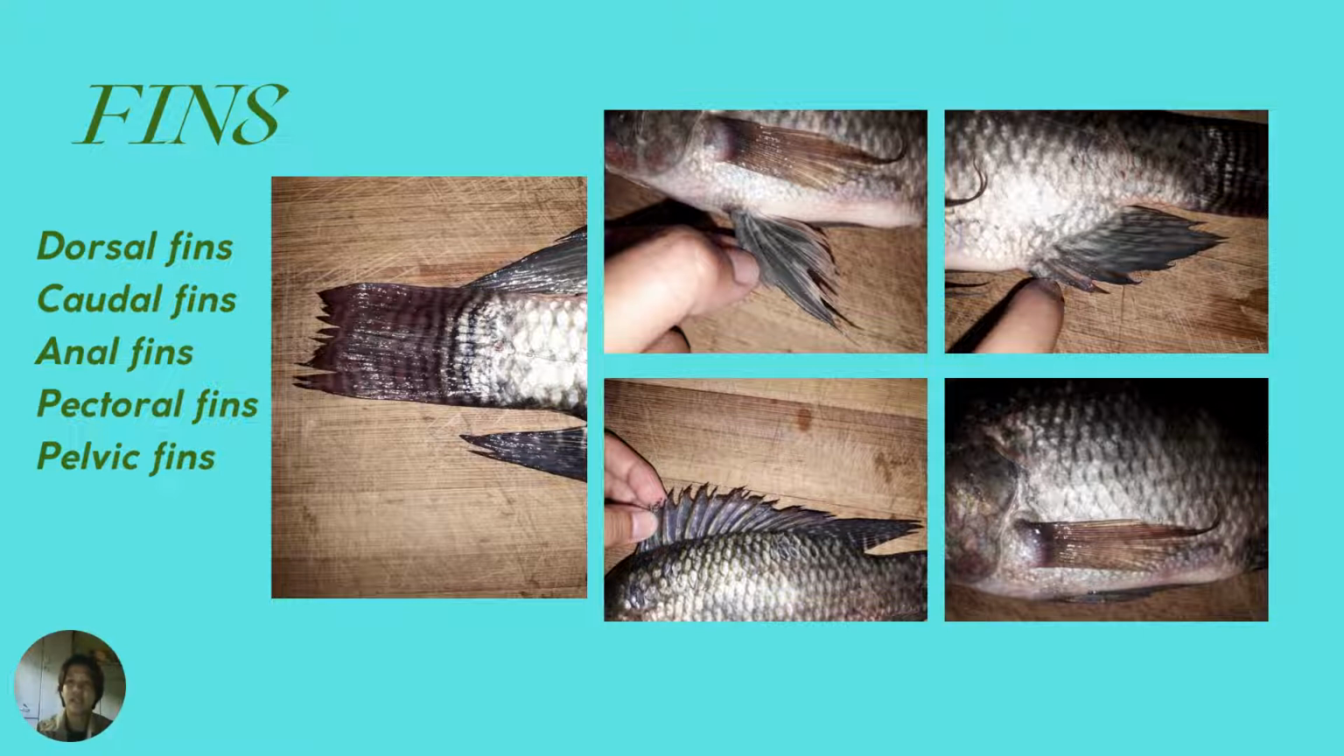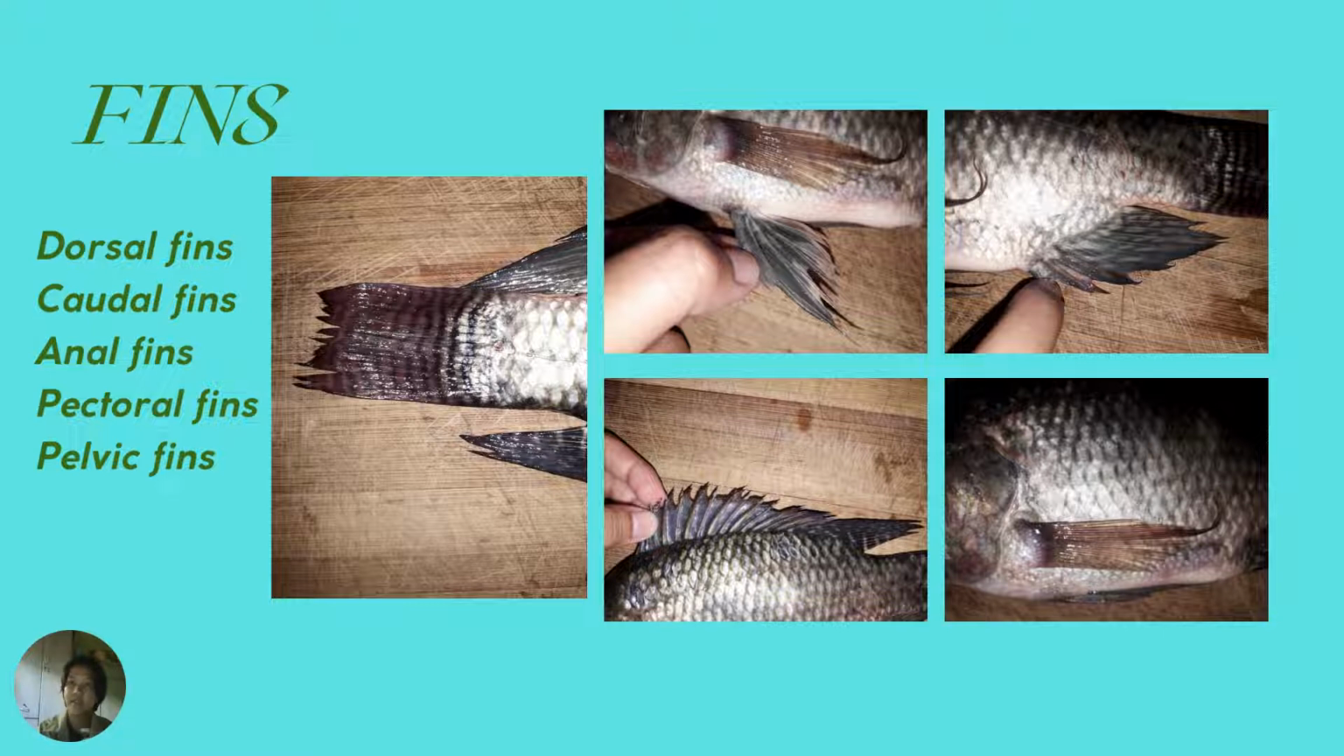Next is caudal fins, also known as tail fins. This is what we refer to as the fish tail. Next is anal fins, which are on the ventral or bottom surface of the fish, behind the anus. Fish use this for stability while swimming.